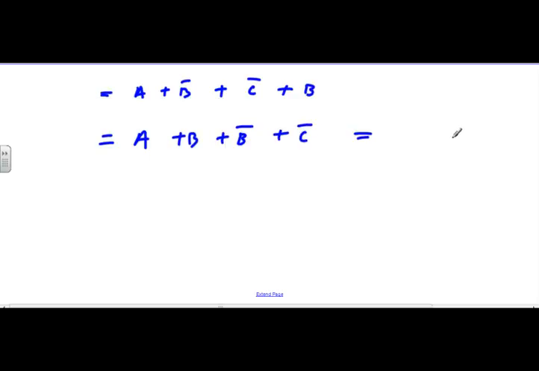What do I have? That's right, 1. Because B or B naught is 1. And 1 or anything else is still 1.